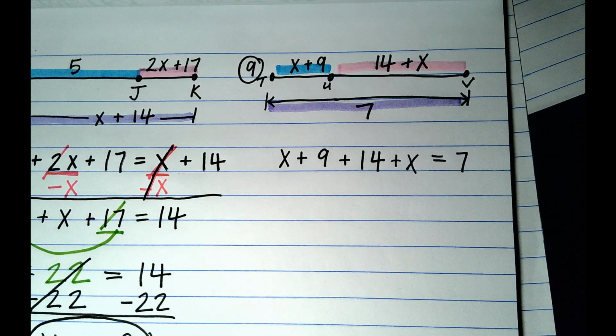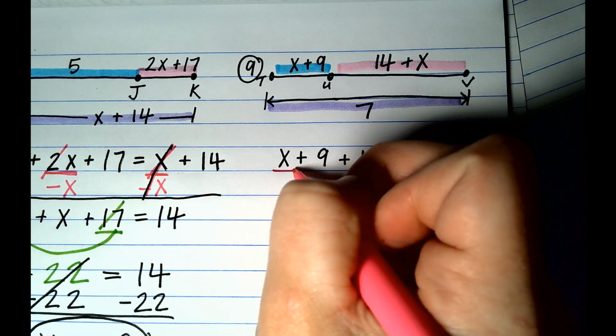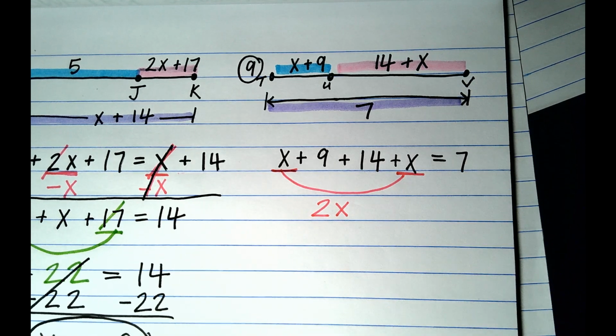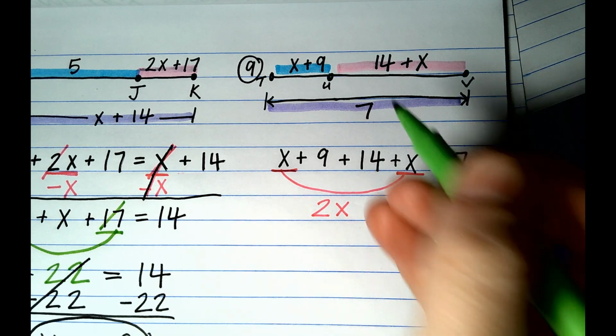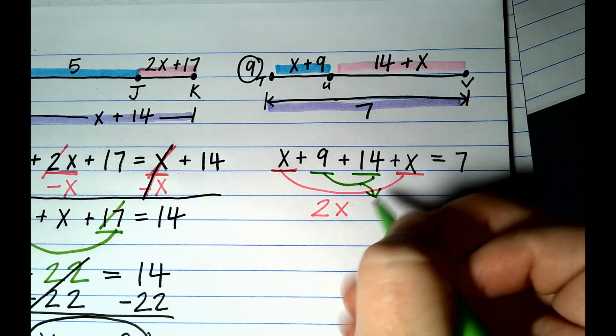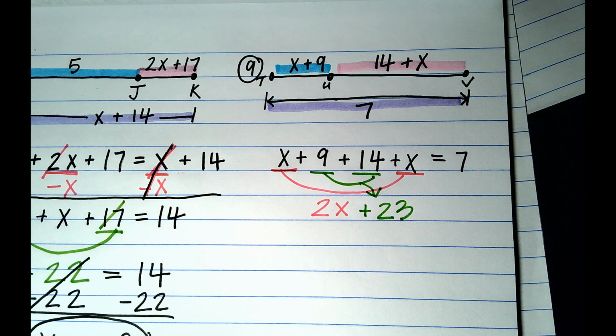What should I do now? Combine like terms, yes. What do we want to combine first? X and X. Would that be 2x? Yes, that's going to give us 2x. And then 9 plus 14, which is going to give us 23. So we have 2x plus 23 equals 7.